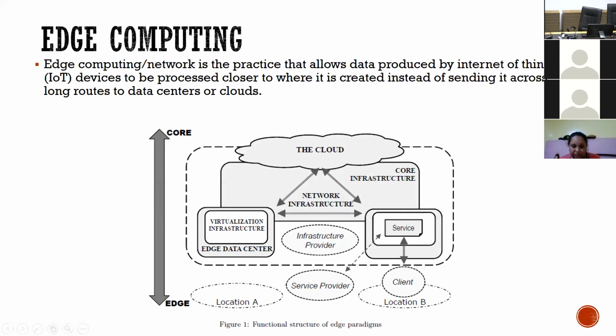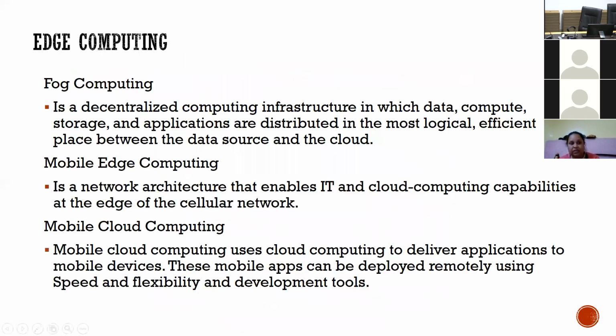It shows where the edge network actually lies. I'm sorry, I'm a bit under the weather, so my voice is not that good. This is what edge computing is. Now, for edge computing, there were three different paradigms. One was fog computing. In fog computing, it is a decentralized computing infrastructure in which data, compute, storage, and applications are distributed in the most logical, efficient place between the data source and the cloud.